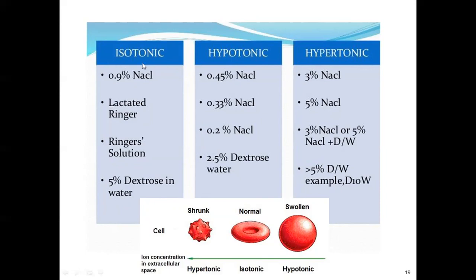So what are the uses of isotonic solution in the hospital setting? We use isotonic solution for dehydration or shock, fluid volume deficit, or if the patient's blood pressure goes up. If the patient needs a blood transfusion, at that time we use isotonic solution along with the blood transfusion.